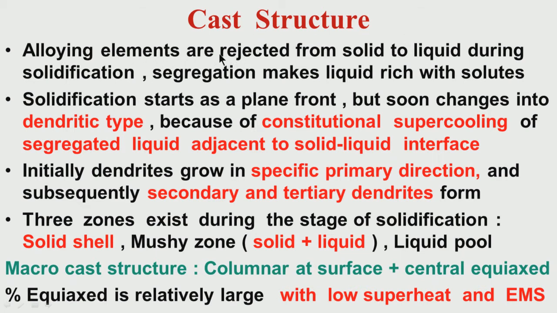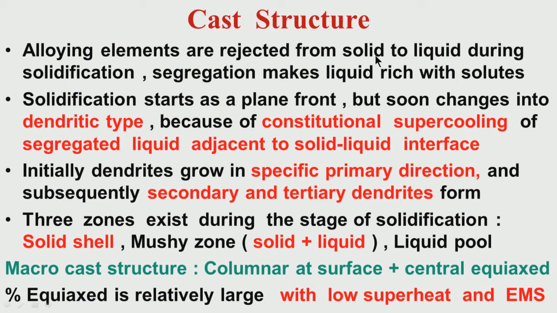In steel you have a lot of alloying elements: carbon, sulfur, phosphorus, silicon, manganese, and others. All alloying elements, because of segregation, are rejected from solid to liquid. This issue I will take up in more detail later on. Let us understand that these alloying elements are rejected from solid to liquid during solidification. There is no alloying element whose concentration will be more in solid and less in liquid; it never happens. So, all alloying elements are rejected from solid to liquid.